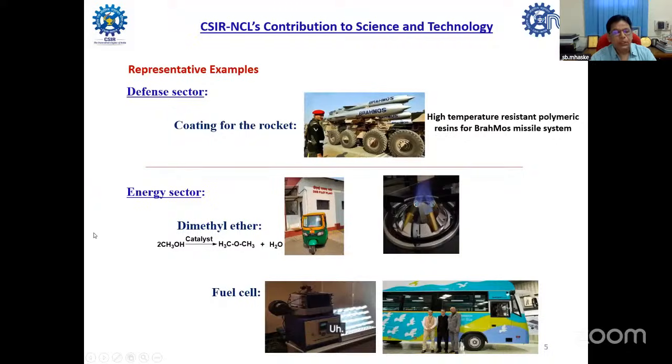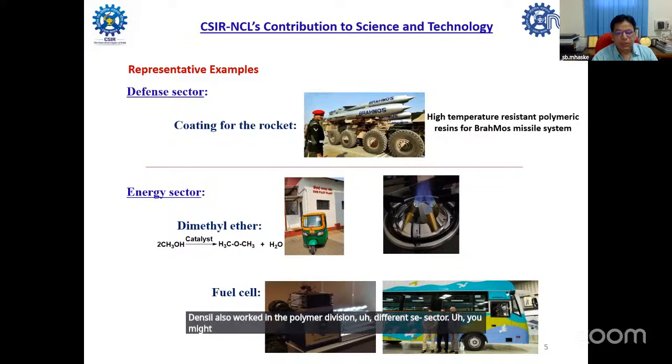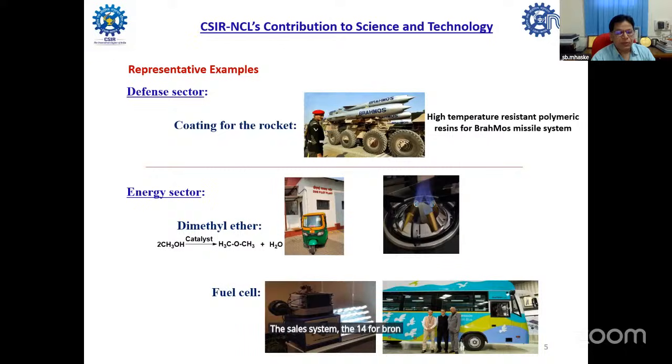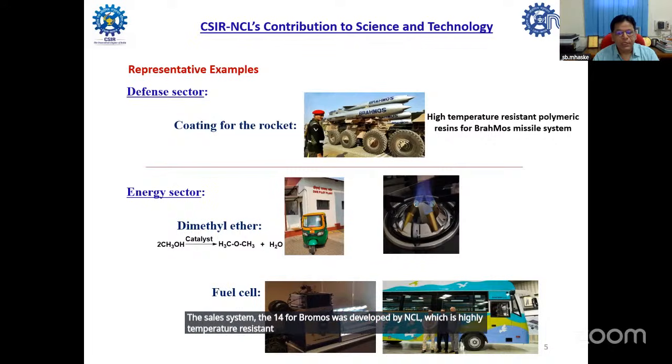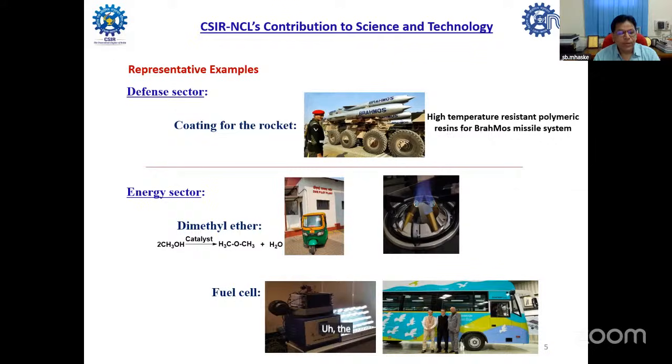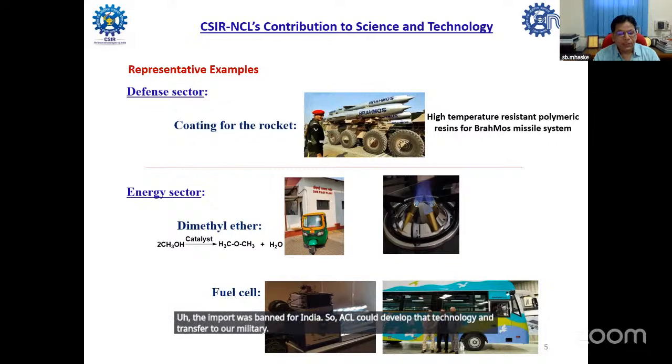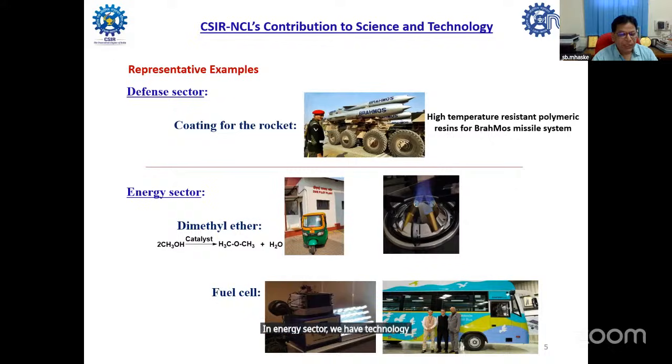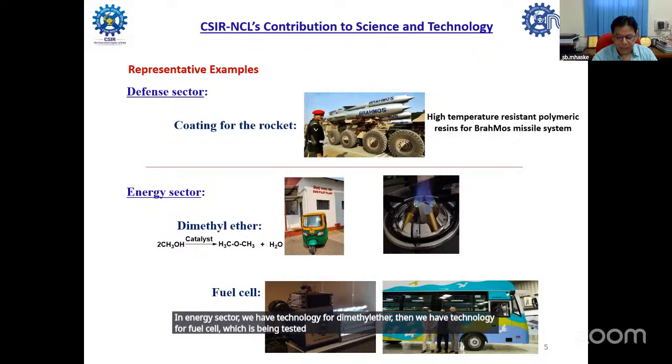NCL also worked in the polymer division, defense sector. You might have heard about the BrahMos missile system. The 14 for BrahMos was developed by NCL, which is a high temperature resistant polymeric material, which was necessary at that time, and the import was banned for India. So NCL could develop that technology and transfer to our military. In the energy sector, we have technology for dimethyl ether. Then we have technology for fuel cell, which is being tested in buses and other vehicles.